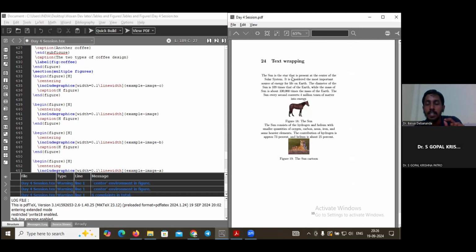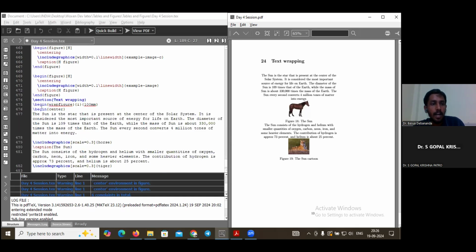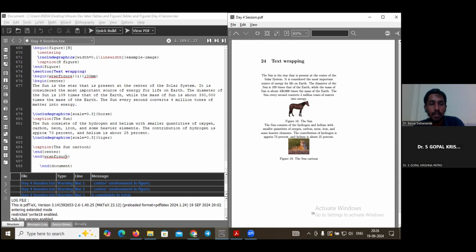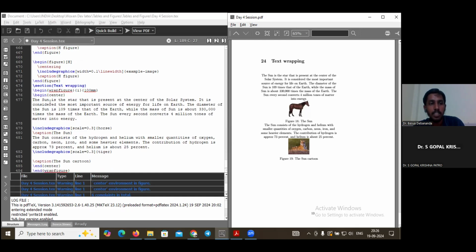Text wrapping means that within the text, you want the figure. Then what is the command? The command is \begin{wrapfigure}. Here we used \begin{figure} and \end{figure}; here \begin{wrapfigure} and \end{wrapfigure}. Between those two, you write the text and \includegraphics, the same thing we have written for the previous figures.